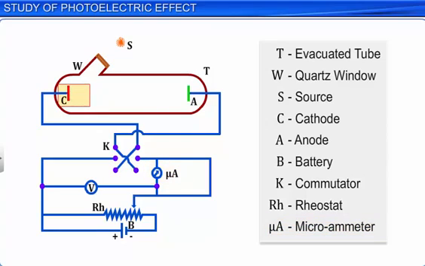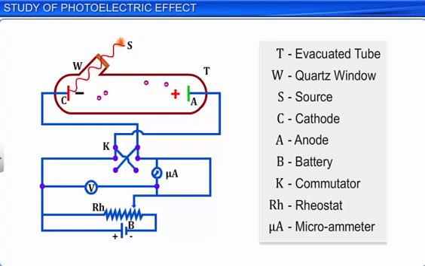The emitter plate is now maintained at negative polarity, and the collector at positive polarity using the commutator, so that the electrons emitted by the cathode can be collected by the collector or anode A. Monochromatic radiation from source S passes through the quartz window W and is incident on the photosensitive emitter plate C. The photosensitive emitter plate C starts emitting electrons.